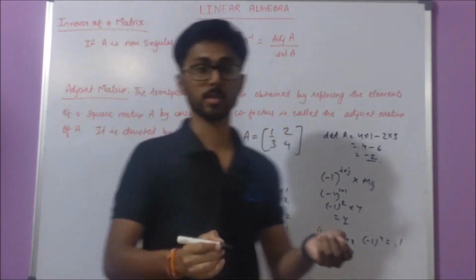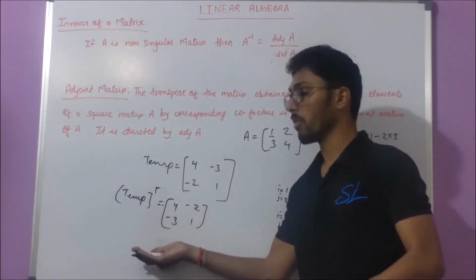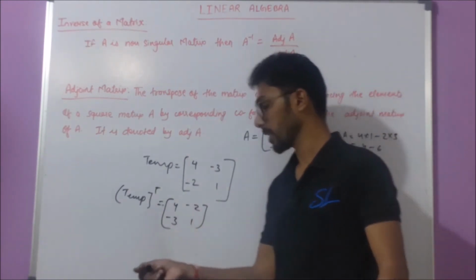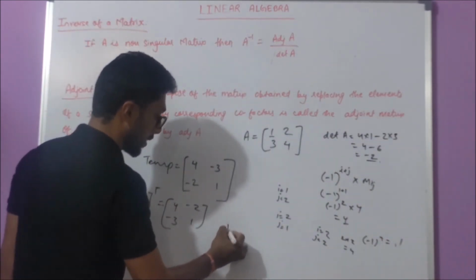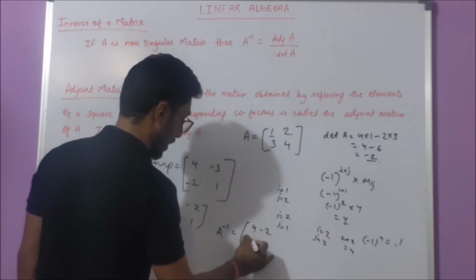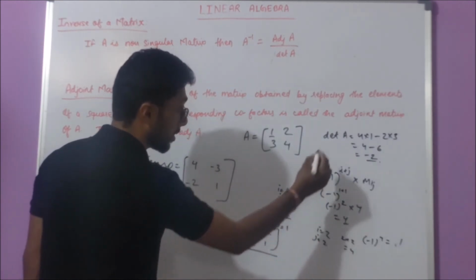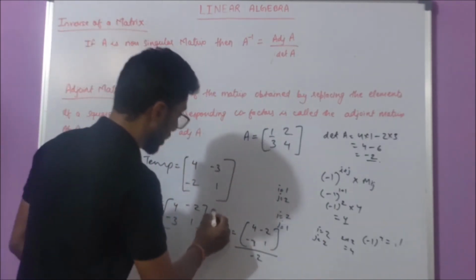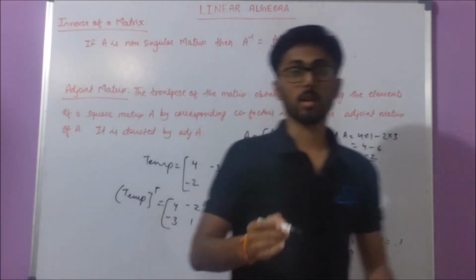Now how to find the inverse? The inverse can be found by dividing the adjoint of matrix A by its determinant. So this is the adjoint. Now dividing it by the determinant of A. So A inverse is the matrix 4, -2, -3, 1 divided by the determinant of A, which is -2. So this is how we find the inverse of a matrix where the determinant should be non-zero.